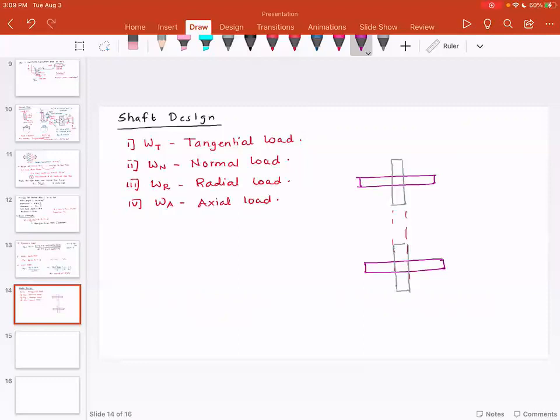I can show axial load in any of these views. So I'm gonna have an axial load. I'm gonna have a tangential load. And then I'm gonna have a radial load. And assuming the supports, same process, you are gonna have torque.